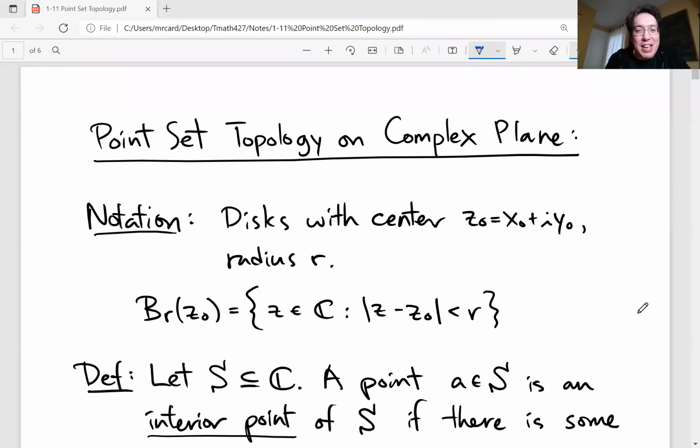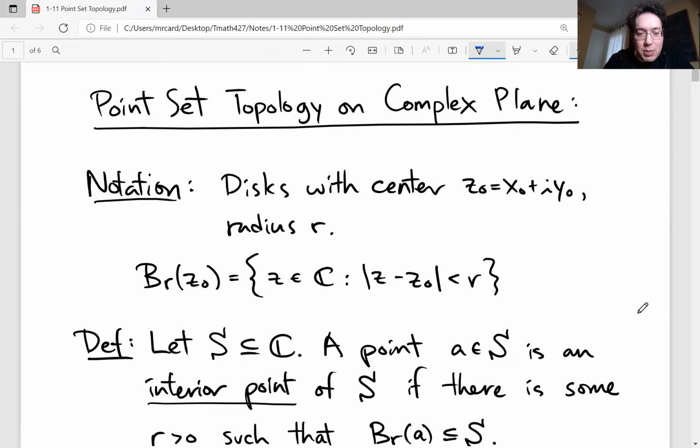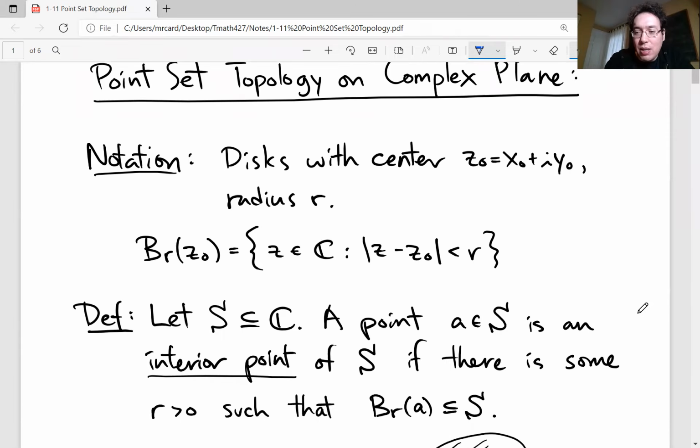Okay. All right, point set topology on the complex plane. So I want to talk about disks. We're looking at the two-dimensional complex plane, so I want to be able to talk about balls. Or in two dimensions, often the word disk is used.